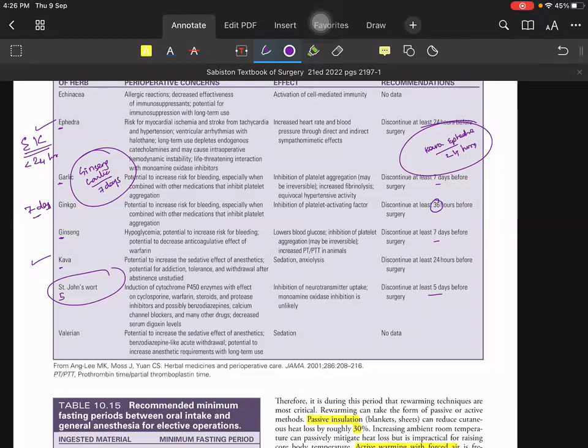And the main thing is Saint John's wort. When do I have to stop it? Five days, at least 5 days before surgery. Saint John's wort. Just remember these things.